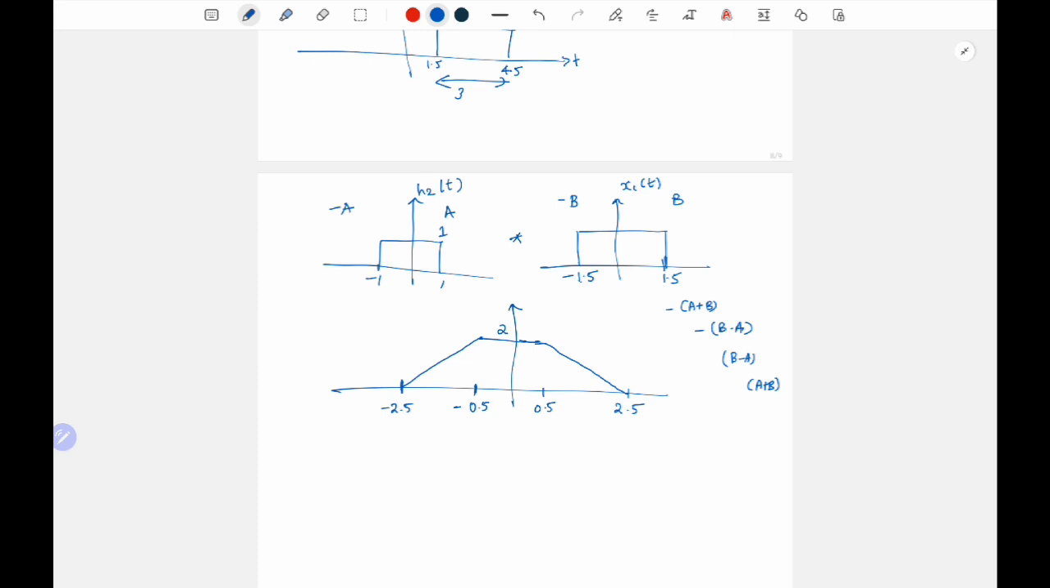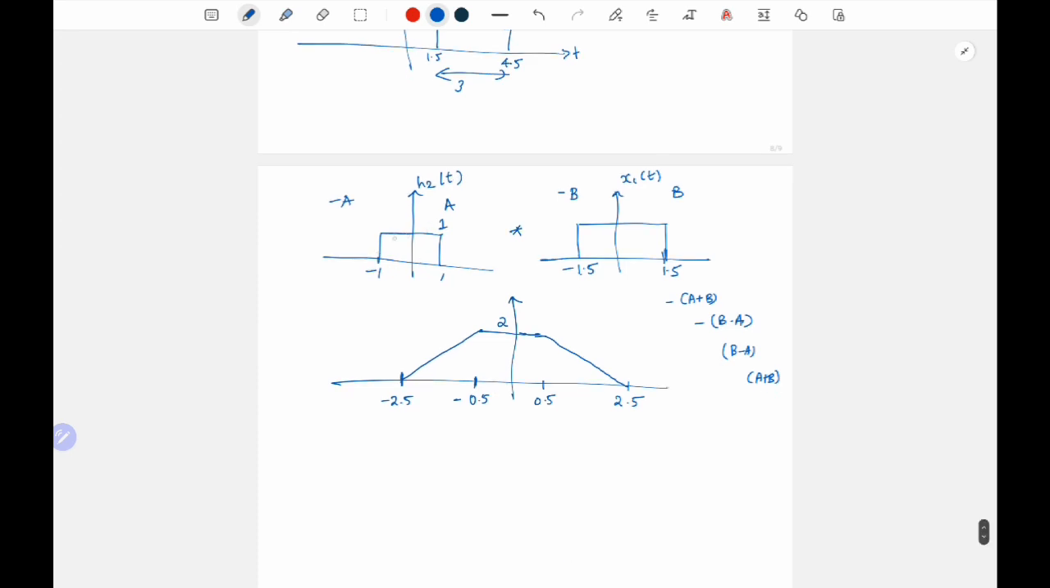You can also compute it easily. So x of tau will be this, and h2 of t minus tau will be the time-reversed one, shifted by t. If you bring the window, it will be from t minus 1 to t plus 1, right? So you can slide this window by varying t from minus infinity to infinity. Up till the point where t plus 1 is less than minus 1.5, it is going to be 0. Above that, t greater than minus 2.5, it is going to get integrated and slowly increase. Once this entire window comes inside x of t, the value is not going to change, so it stays constant for a while. And again, when it is leaving, the area under the convolution decreases.